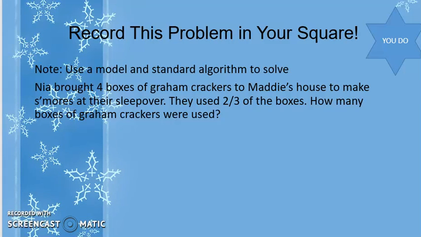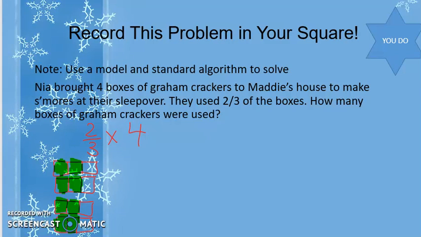If we wanted to show 2/3 of these 4 boxes, for the model, we would have had our 4 boxes, and we would have broken them into thirds, and we would have wanted to shade 2 parts of each of the 4 boxes.